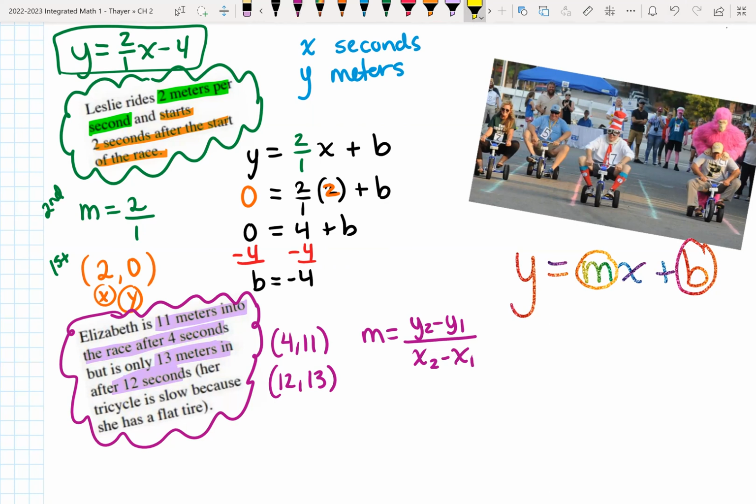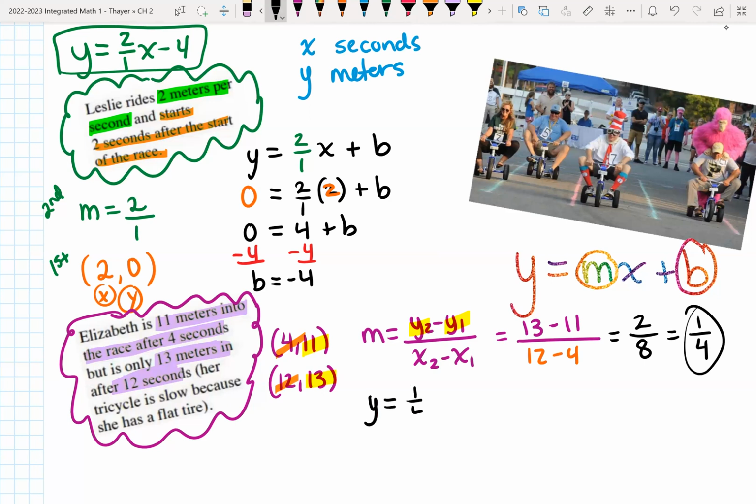So remember how we do this? We subtract the y values from each other. So we'll do 13 minus 11 over, we'll subtract the x values from each other. So we'll go 12 minus 4. This will give us our slope of 2 over 8, which reduces to just 1/4. We got our slope. So in our equation, we've got the slope of 1/4.